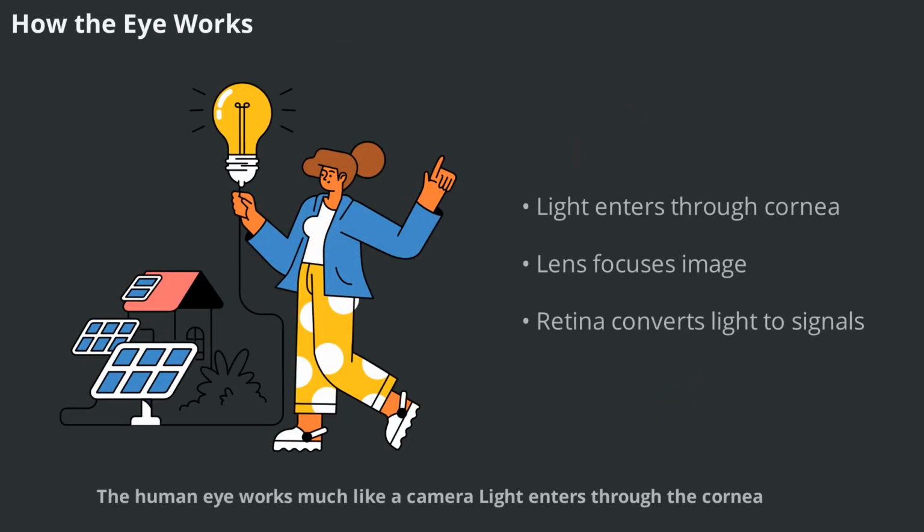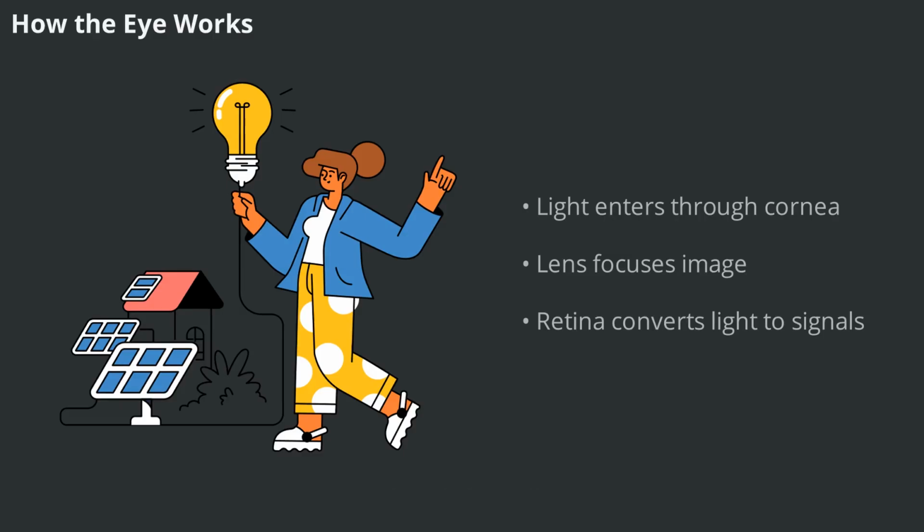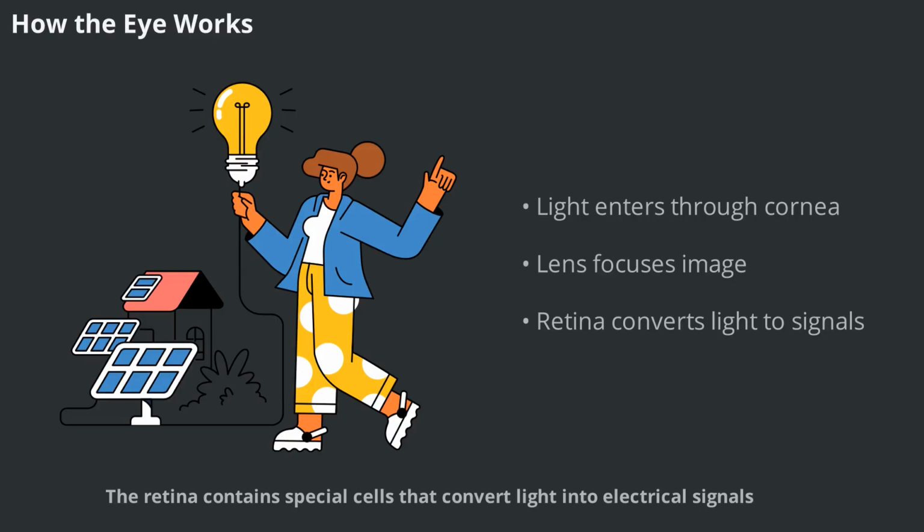The human eye works much like a camera. Light enters through the cornea, passes through the pupil, and is focused by the lens onto the retina at the back of the eye. The retina contains special cells that convert light into electrical signals. These signals are then sent to the brain via the optic nerve, where they are interpreted as images.